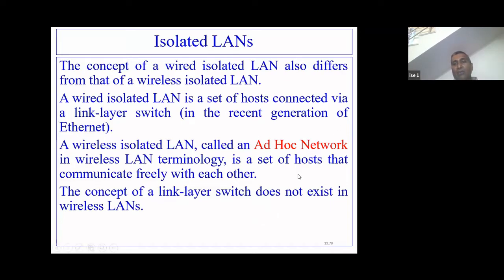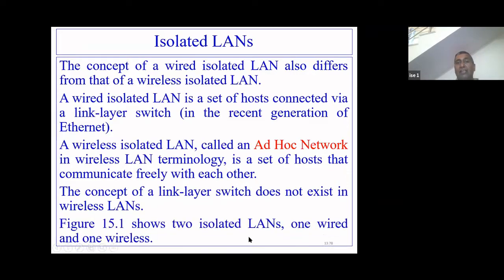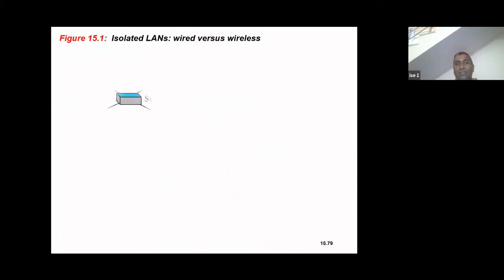And when you are coming outside the college campus, going to your home, again there also, if a router is there, you can use it freely, going to your bedroom, drawing room, or the next floor and all that kind of thing. So here the concept of a link layer switch does not exist in wireless LAN, whereas in wired isolated LAN, the concept of a link layer switch was there. Both the aspects of wired isolated LAN and wireless isolated LAN are shown in this particular figure.